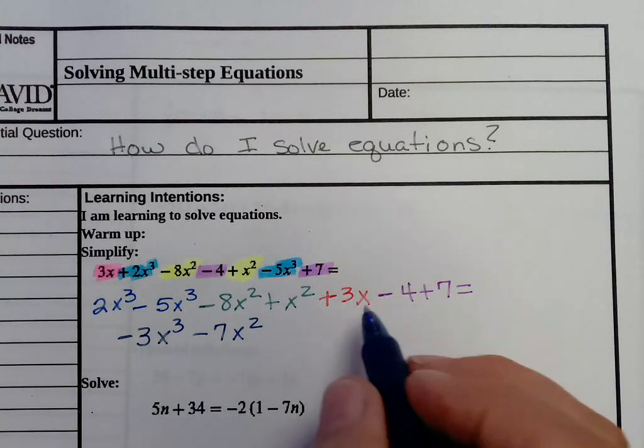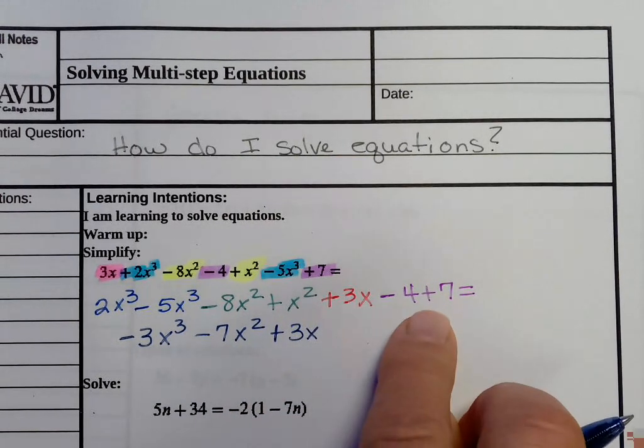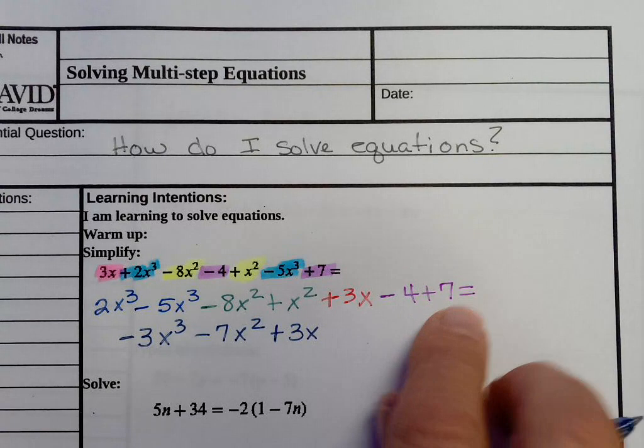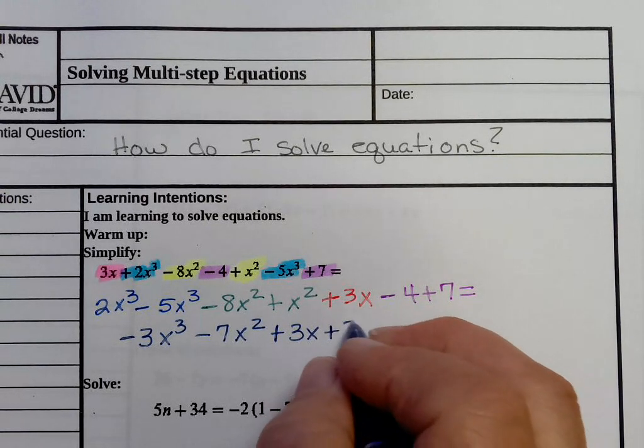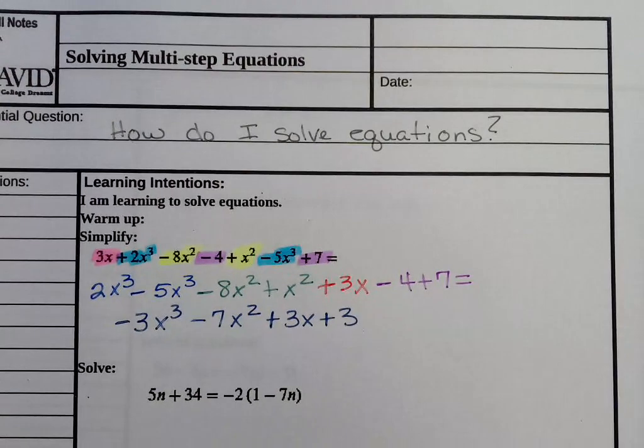Okay, next, plus 3x. That one doesn't change. Negative 4 plus 7. 7 minus 4 is 3. The 7 is positive, so it's plus 3, and we're done. I hope that is the answer you got, because if it is, then you're well on your way to understanding this concept.